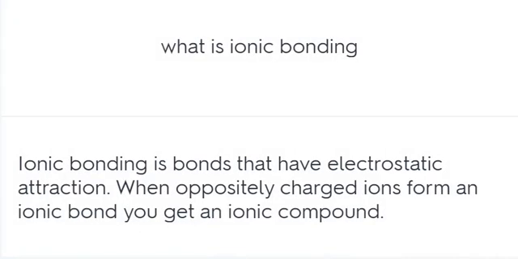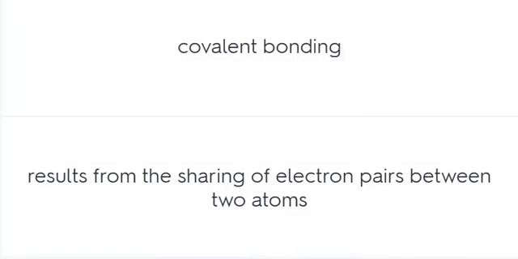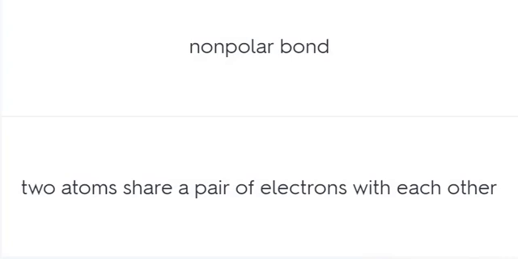What is ionic bonding? Ionic bonding is bonds that have electrostatic attraction. When oppositely charged ions form an ionic bond, you get an ionic compound. Covalent bonding results from the sharing of electron pairs between two atoms. Nonpolar bond: two atoms share a pair of electrons with each other.